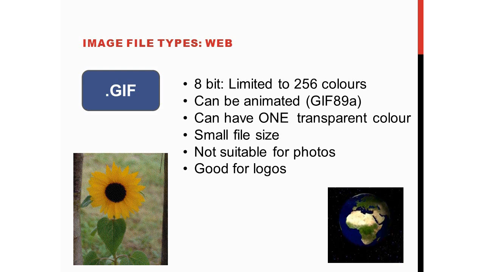And they're also very small in size, so if you're saving a file in GIF format rather than a JPEG, for example, it can be significantly smaller, and that's great for logos. But as you can see from Sunflowers, it's not so good for photographs.